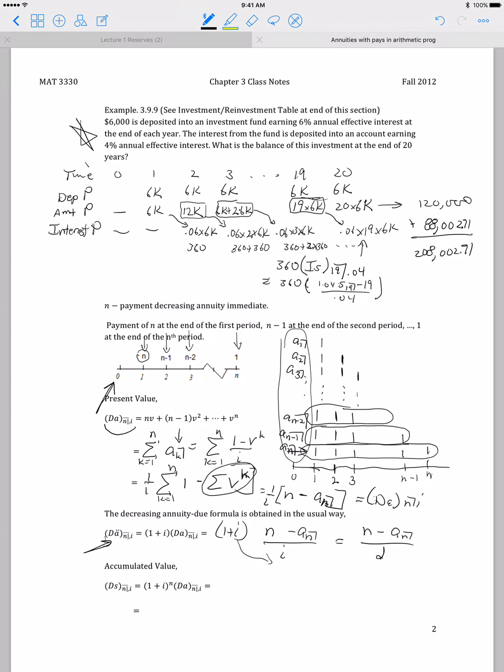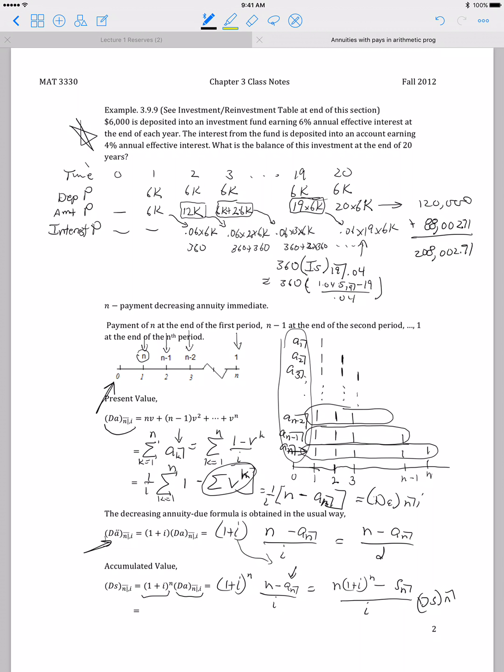Likewise, you can accumulate these decreasing annuities by moving the net present value forward in time to the last payment. We do that by multiplying by 1 plus i to the n. So we have 1 plus i to the n times n minus a sub n over i. So we have n times 1 plus i to the n, and when I multiply the annuity immediate symbol times 1 plus i to the n, I get s sub n over i. So this would be Ds.